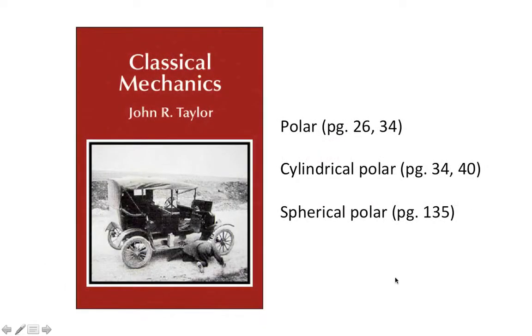We'll be using a text of reference, Classical Mechanics by Taylor. Polar coordinates are listed on pages 26 and 34. Cylindrical polar coordinates are on 34 and 40, and spherical polar coordinates are on page 135. So they're sort of scattered throughout the book, and you should be referring to these pages for help while we do this lesson.